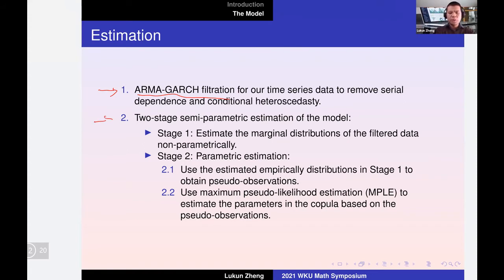After that, we do a two-stage semi-parametric estimation of the model. In stage 1, we estimate the marginal distributions. This can be done using an empirical distribution function and probably other methods. This is a good thing about copulas: we can separate the estimation into two stages. We first estimate the marginal distributions, and then, based on these estimated marginal distributions, in the second stage we estimate those parameters. The method we use is maximum pseudo likelihood estimation. So these are the methods we use.